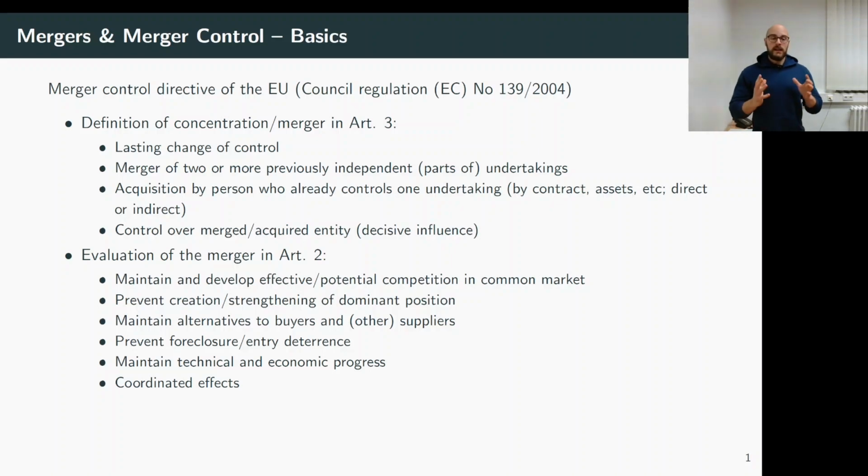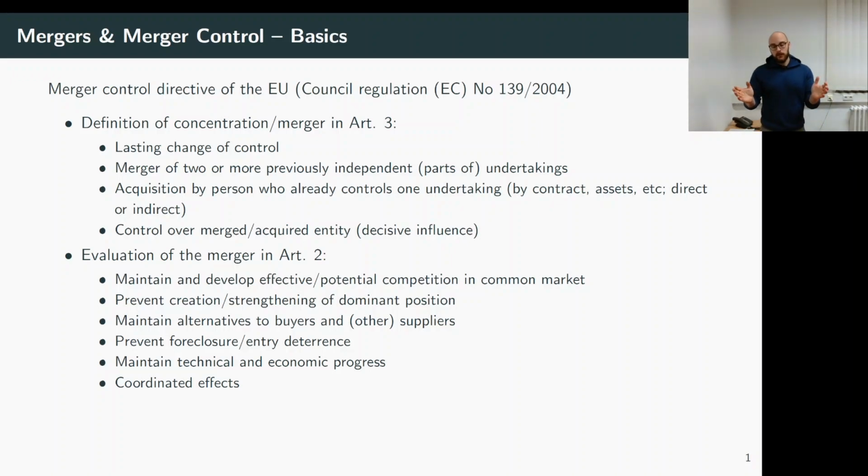We want to maintain alternatives to the buyers and other suppliers. We want to prevent foreclosure and entry deterrence, a very crucial aspect. We will talk about foreclosure in more detail. Basically, we have input foreclosure and customer foreclosure, which means that if you talk about input foreclosure, then you have upstream firms and downstream firms.